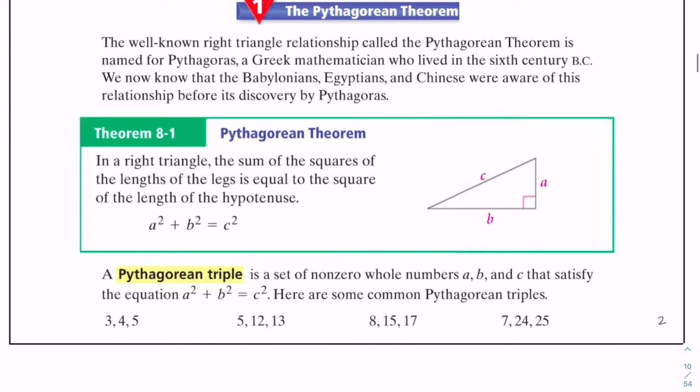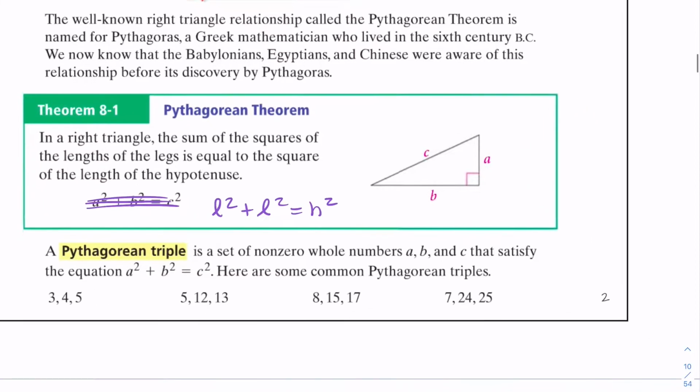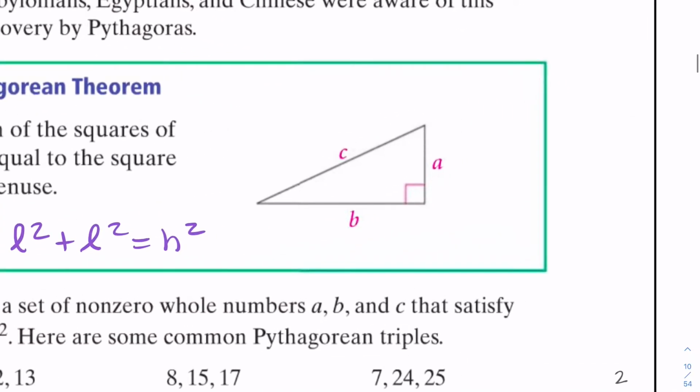But here's the Pythagorean theorem. What I don't like to do is leave it in this form. I like to leave it in this form: L squared plus L squared equals h squared. And the reason why I don't like a, b, and c is because what if a were to be here and c were to be here? Now it's not a squared plus b squared equals c squared. It would be b squared plus c squared equals a squared. And we get too finicky.